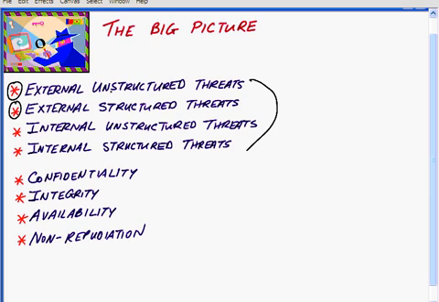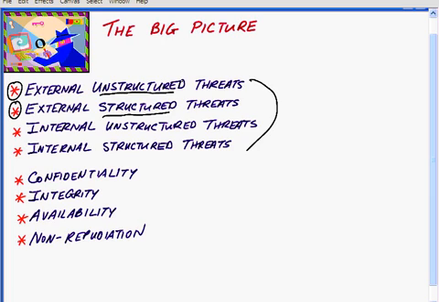Now, these external threats come in 2 categories. You have what are called unstructured threats and structured threats. Unstructured threats are basically curious users, individuals just running curiosity programs to find out what our IP addressing scheme is, accidentally coming upon our web servers, things like that. They weren't really planned or premeditated.